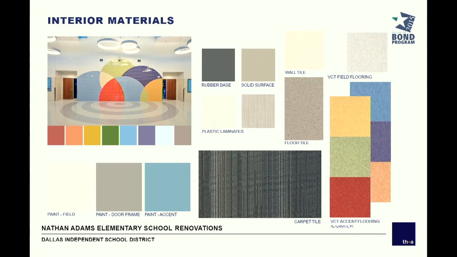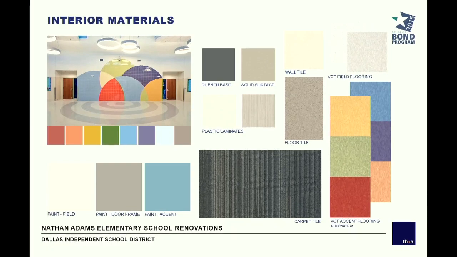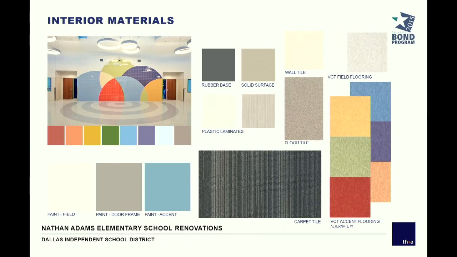Interior colors, paint will be throughout. We'll have a field paint, you see a darker paint at the door frames, and then an accent paint. This will be shown again in a second when we get to the interior classroom rendering. We also see the carpet and VCT in the upper right-hand corner. Those two colors in the upper right-hand corner are the typical VCT that will be everywhere. The accent colors just below that, which we'll see in a rendering in just a minute, are part of an alternate in the corridors. We'll bring some of those colors in at the intersections.